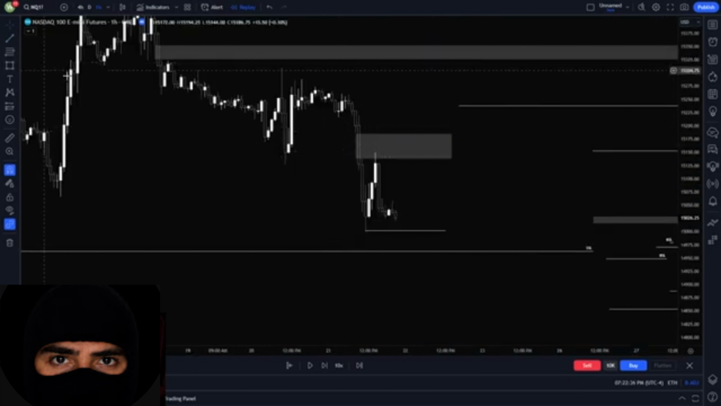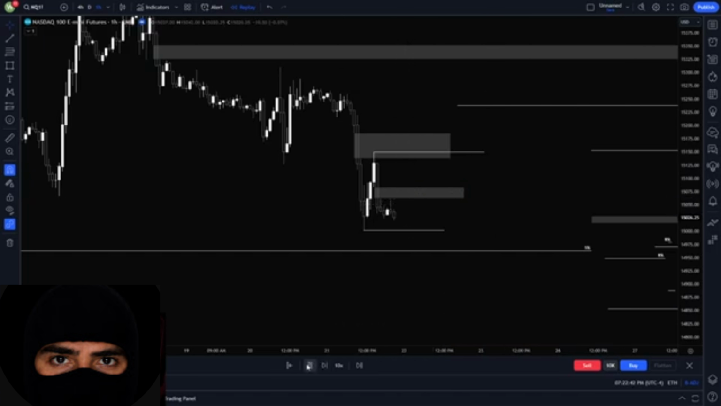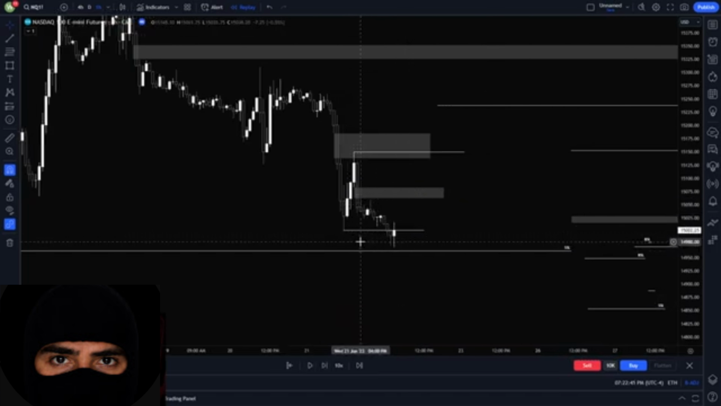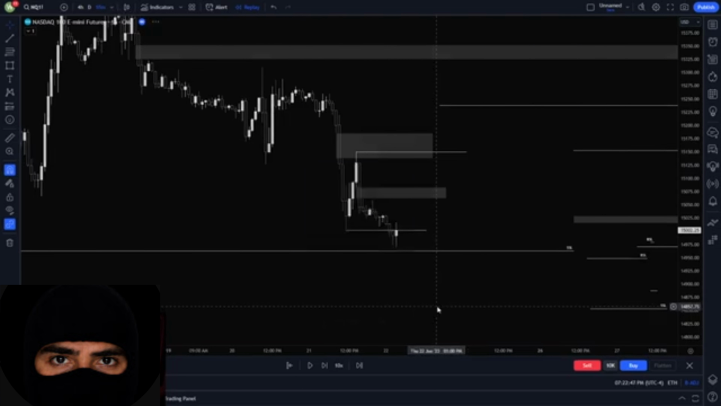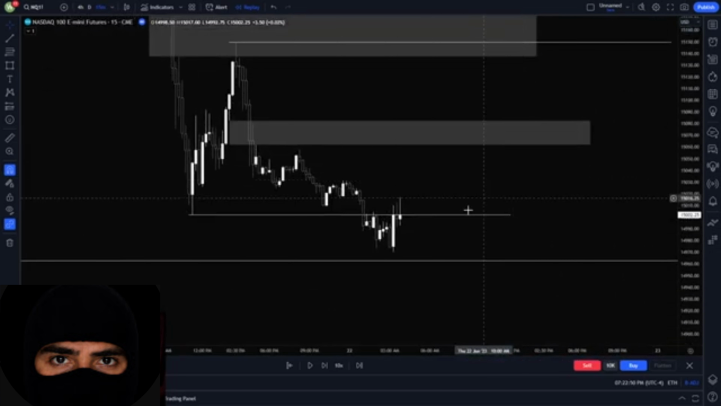Another fair value gap here on the 1 hour. If this gets disrespected, what can I expect the draw to be? This high. So now I'm watching that 1 hour fair value gap. So the draw gets taken. Draw gets taken. So zoom in.